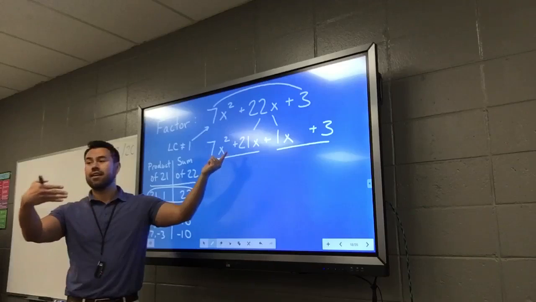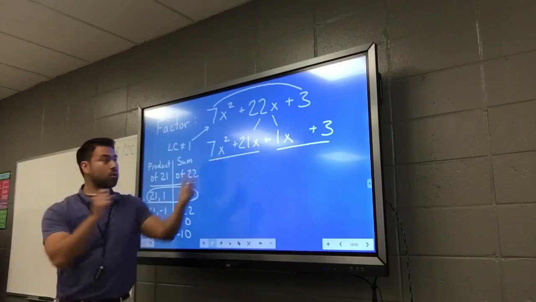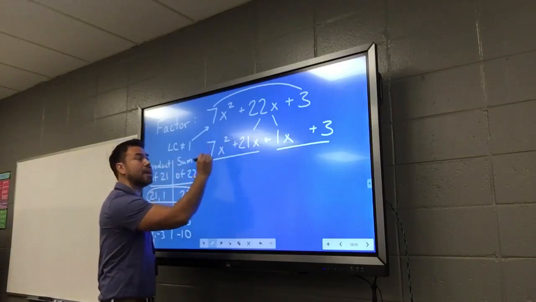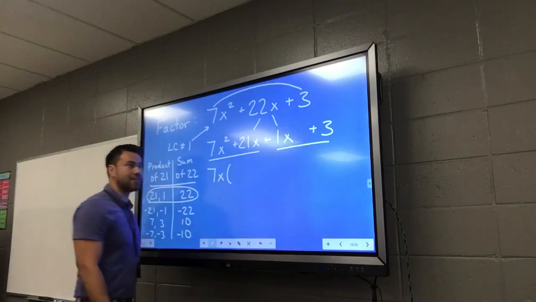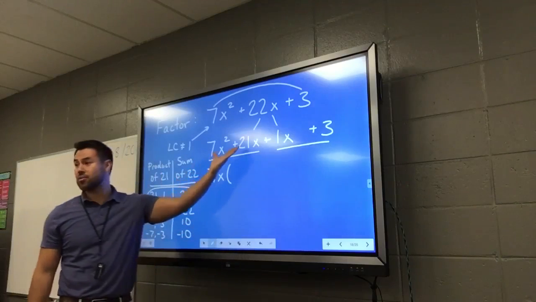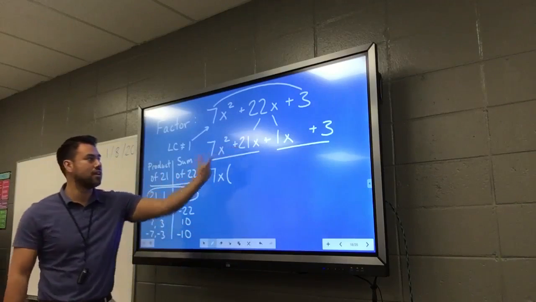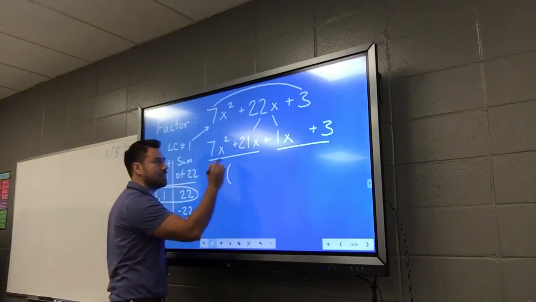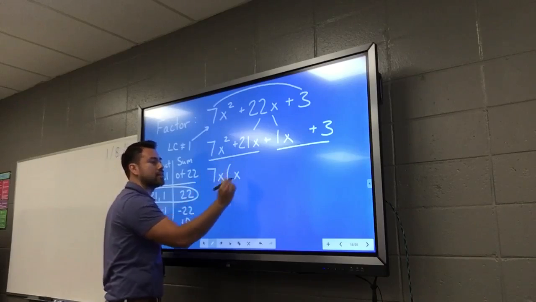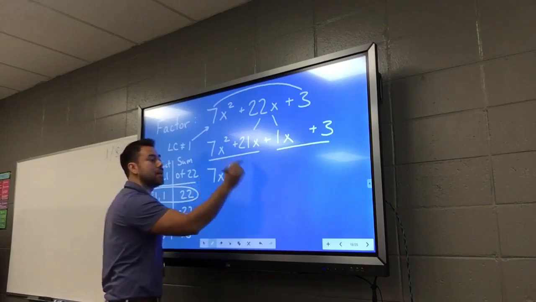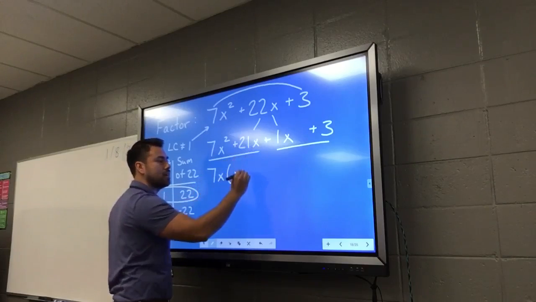7x. They both have 7 in them, and they both have an x in them. 7x. But what was left inside the parentheses if I'm factoring this right here? Basically, I'm factoring it. So what's left here in the blanks? 7x times what equals 7x squared? X. 7x times what equals 21x?